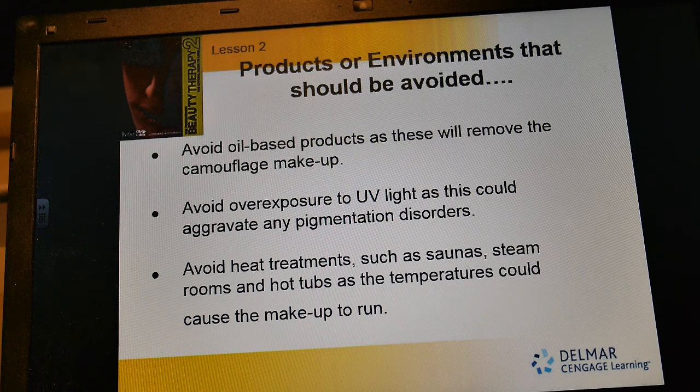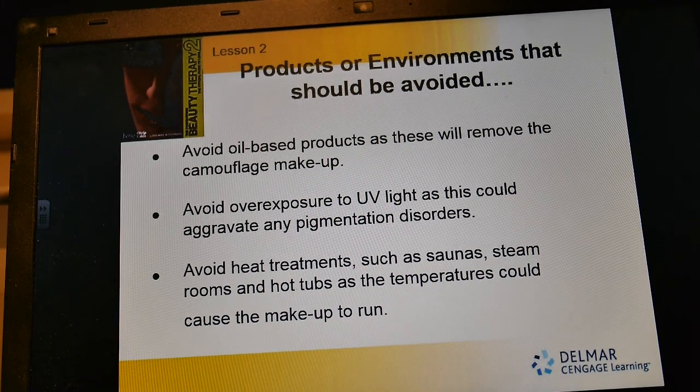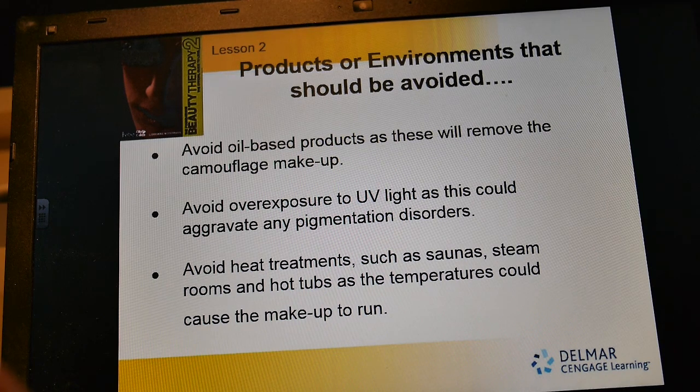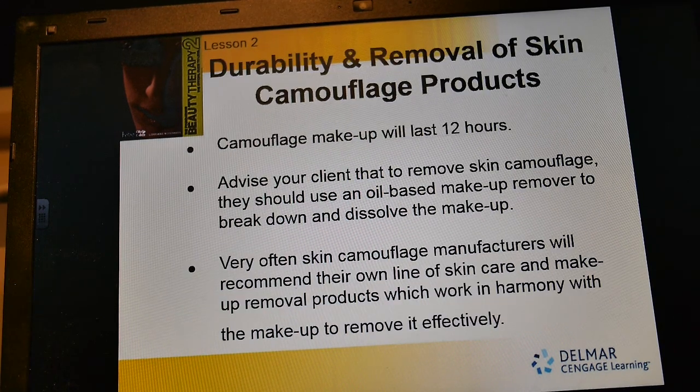One really important one is avoiding heat treatments such as saunas, steam rooms, hot tubs, because although it's waterproof, it's not heat proof, okay? So certain temperatures, if they reach a certain point, they can dissolve the makeup and make it be removed. Then you've got durability and removal of skin camouflage products. So you can advise a client that this makeup will last between 8 to 12 hours. Okay, really 12 hours is what I would recommend.